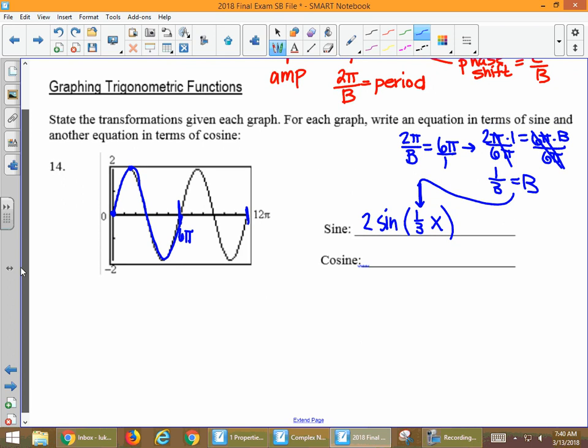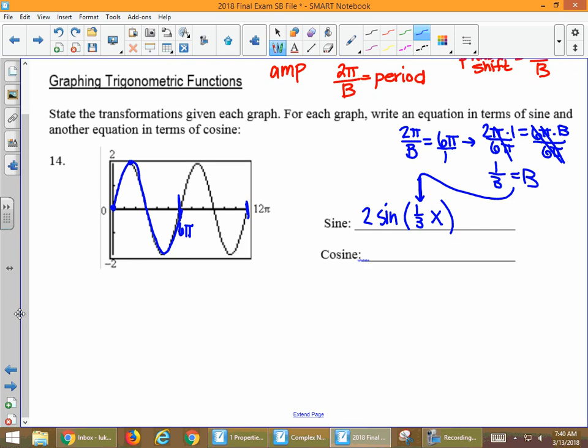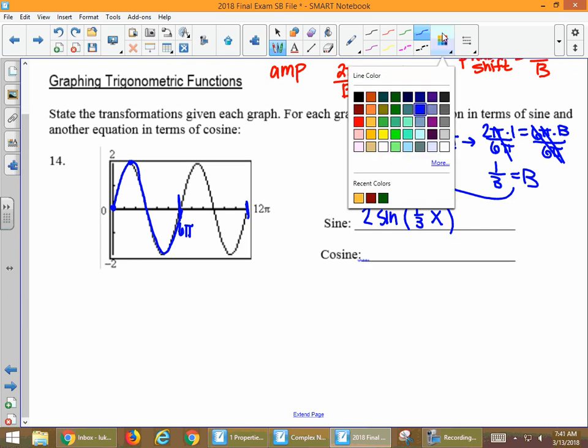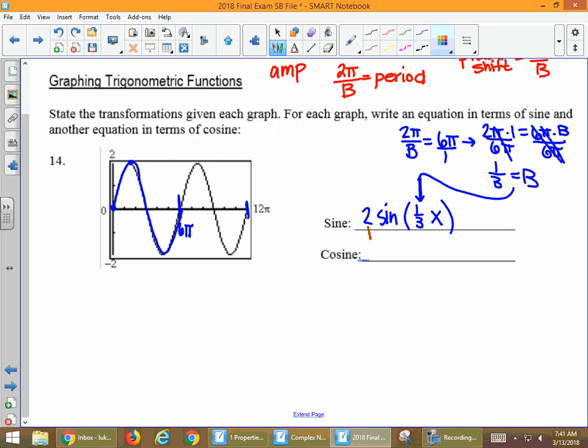The nice thing about writing your cosine equation is that everything's going to be the same. You're just going to have a phase shift. So I'm going to bring down my 2. I'm going to have cosine instead of sine. My 1/3 I'm going to use. And if I didn't have a vertical shift with sine, I don't have a vertical shift with cosine either. Now I just need to decide where my cosine graph starts. Well, cosine starts at either a maximum or a minimum. If you start at a maximum, then you don't need any kind of reflection.